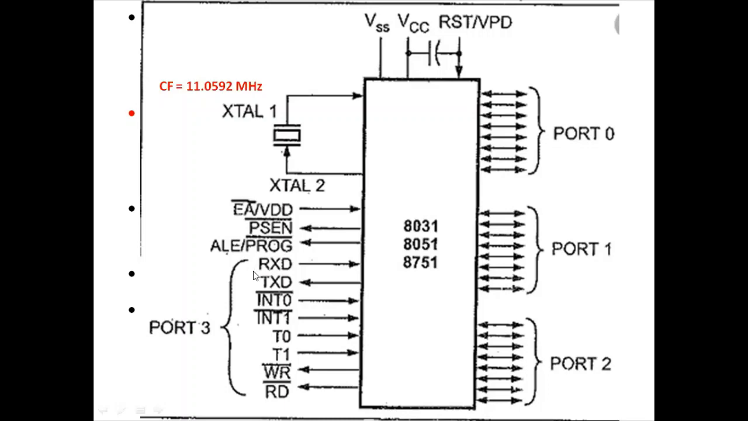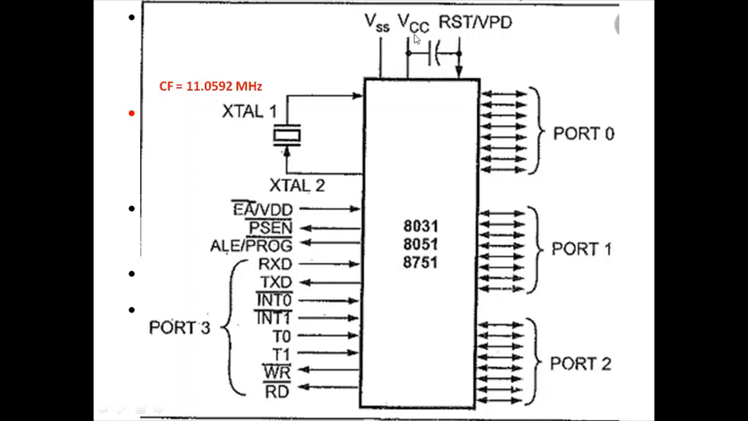Now RXD and TXD are quite obvious. RXD means receive data serially, so when your 8051 receives data serially through this pin, and TXD means you are transmitting data serially. INT0, INT1 are interrupt related. T0, T1 are timer related. So we'll see that when we come to that module.